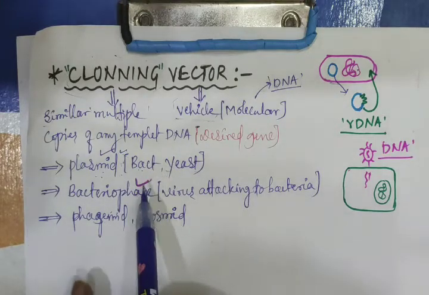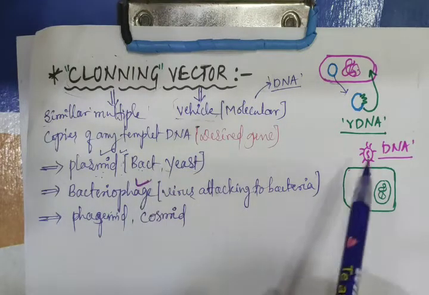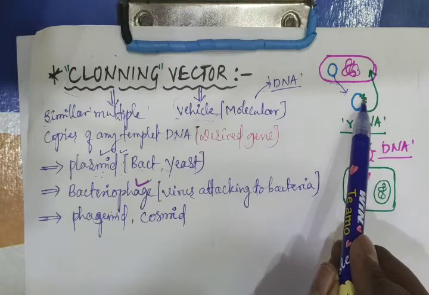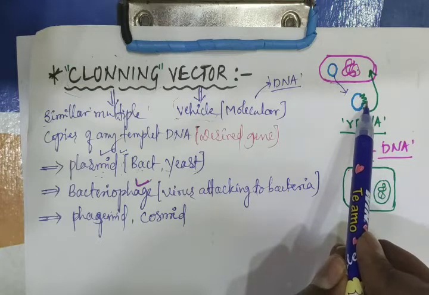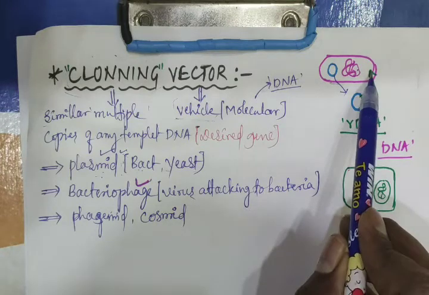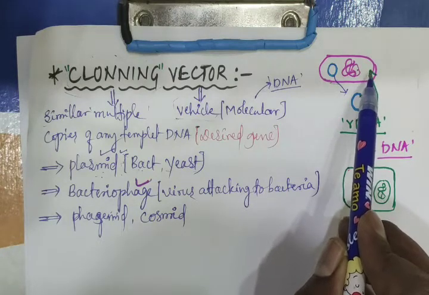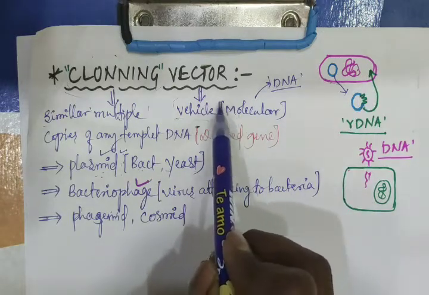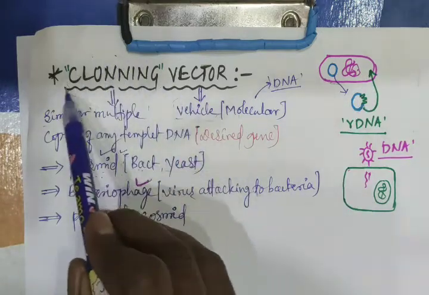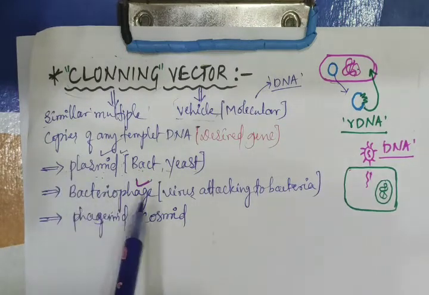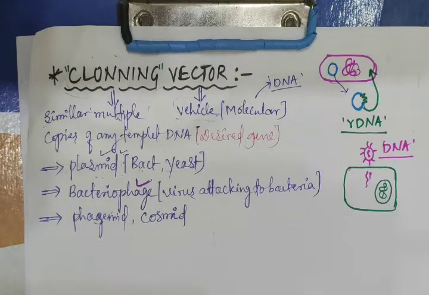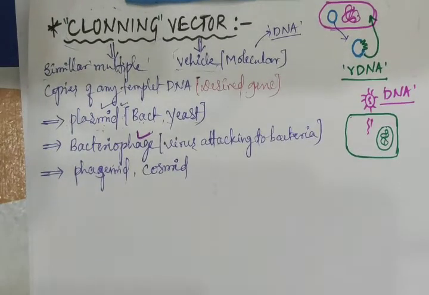So a cloning vector's simple work is transferring our desired gene into the host cell and making many copies of that gene inside that host cell. For that we are using one special DNA. That DNA we refer to as a cloning vector. So here the famous cloning vectors are plasmids and bacteriophages, right? These are the cloning vectors.